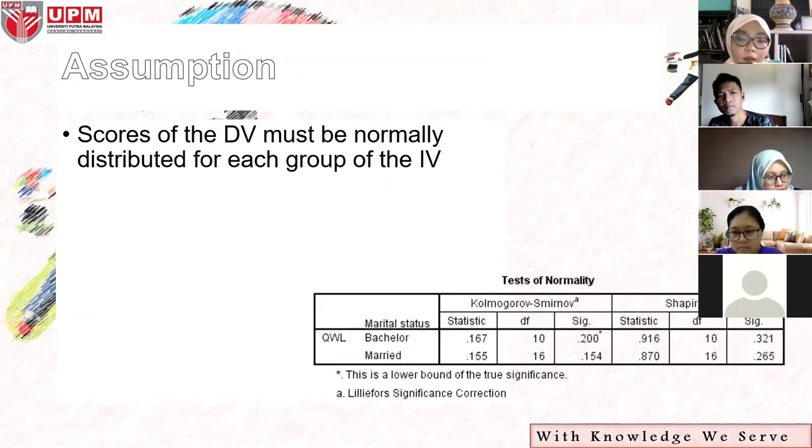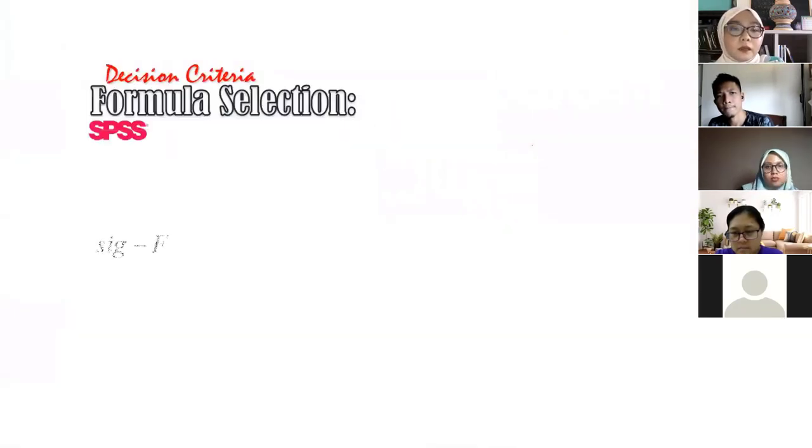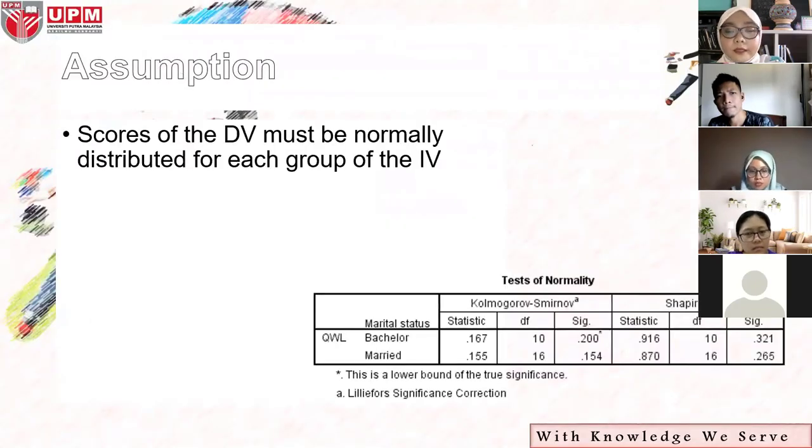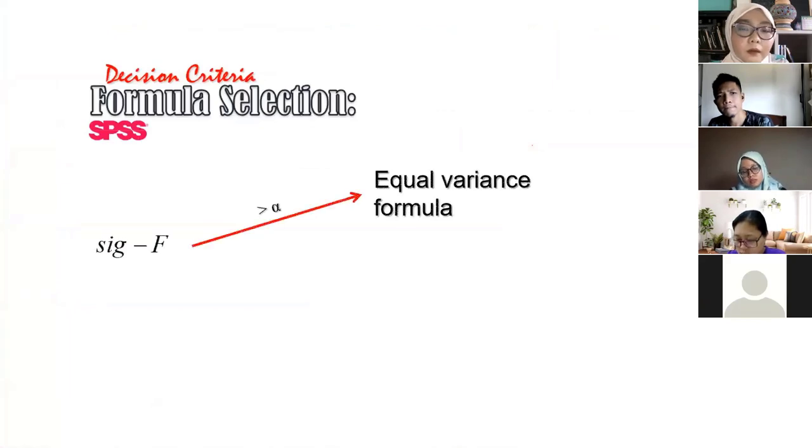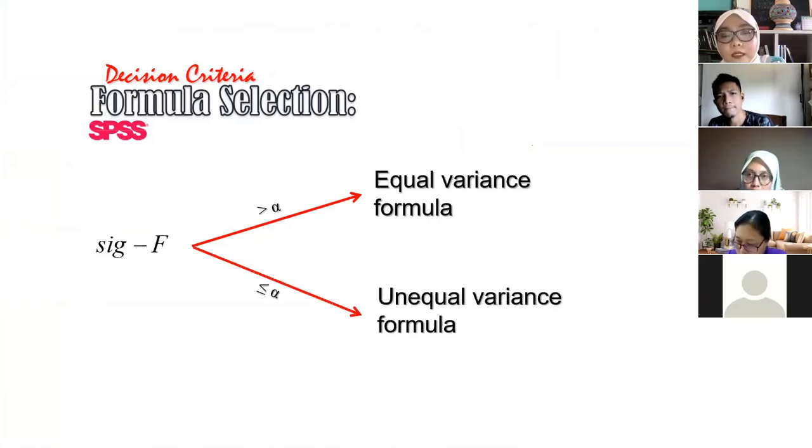The assumption is the score of the DV must be normally distributed for each group of the IV. And that is the requirement, it is simple. There is one more: equality of variance. I forgot to include this. So there are two assumptions. First, it must be normally distributed, and second, it must fulfill equality of variance. So the formula selection is, if the significant F is larger than alpha, then we use the equal variance formula.